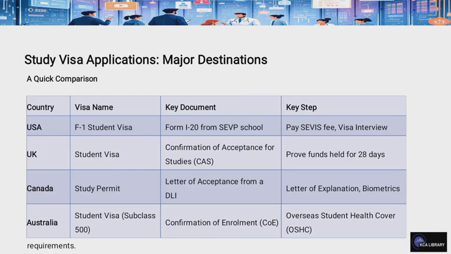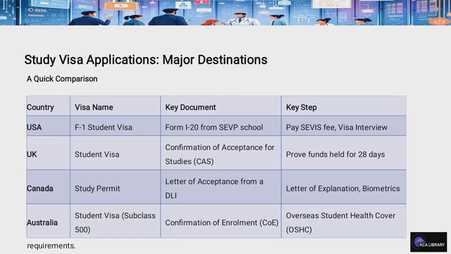Looking at the study visa application for major destination countries, for the USA, the visa name is the F-1 student visa, and the document is the I-20 from a SEVP school. The key step is to pay the SEVIS fee and attend the visa interview. And for the UK, it's called the Student visa. The key document is the Confirmation of Acceptance for Studies, and the key step is to prove funds held for 28 days.